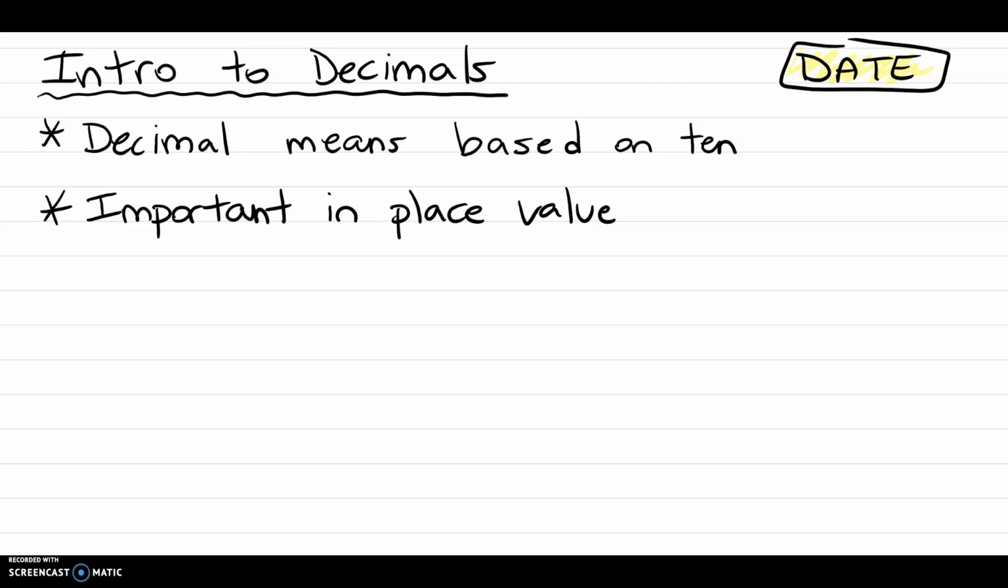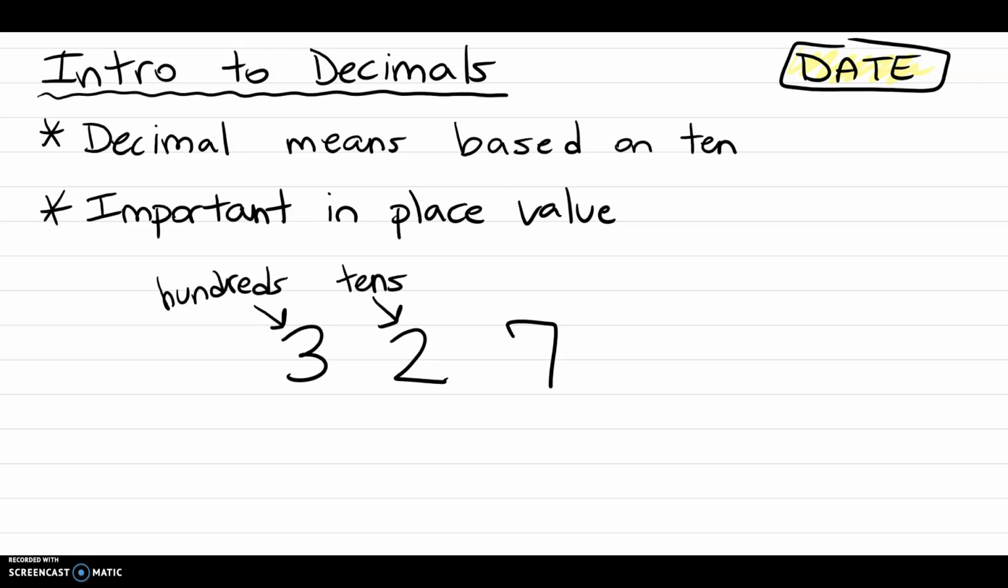So let's take a look at a number. Let's say I gave you this number, 327. From our previous unit of study, we worked on just identifying place values. So we know that the 3 is in the 100 spot, the 2 was in the 10 spot, and the 7 was in the 1 spot.